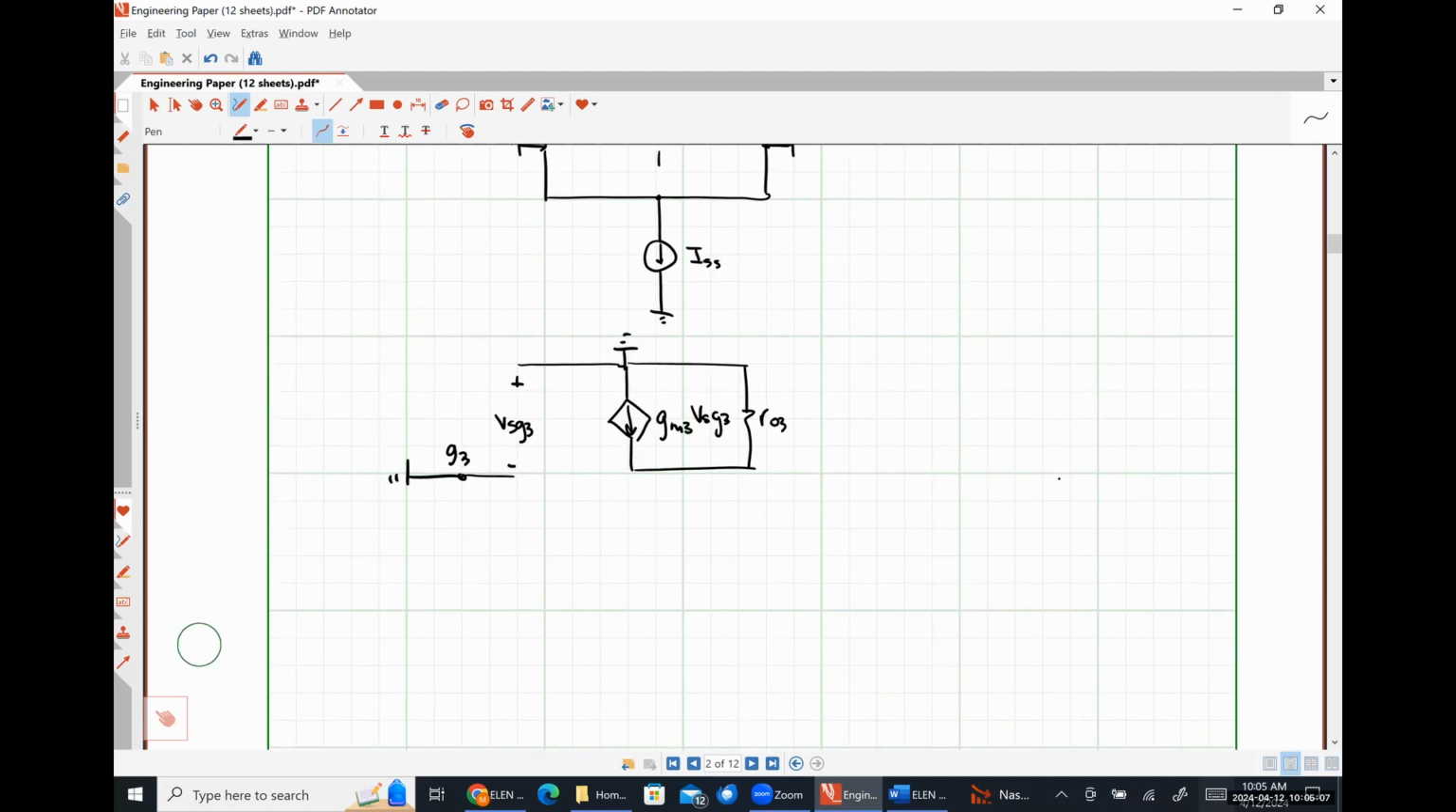R03. Down below here, we'll do GM1, VSG1, R01, VSG1. Here's VN. Tie these guys together.